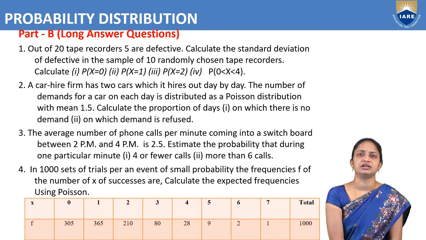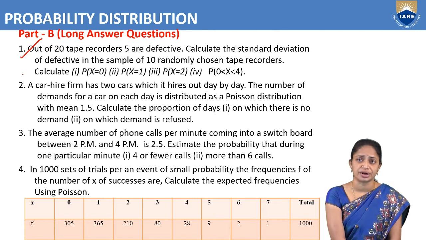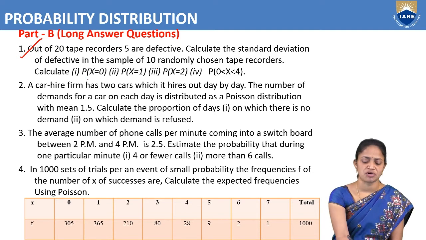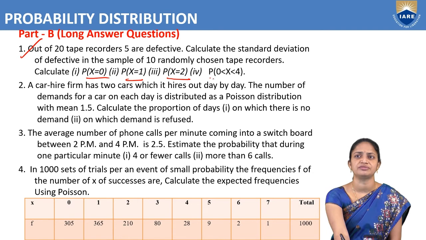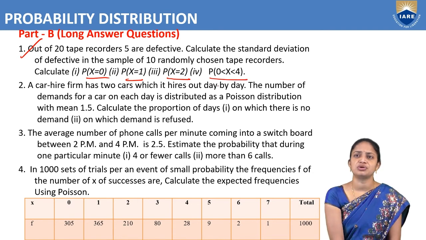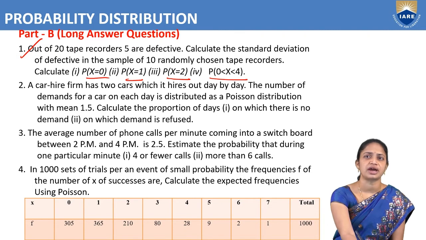Now coming to part B. Our first question is, out of 20 tape recorders, 5 are defective. Calculate the standard deviation of defectives in a sample of 10 randomly chosen tape recorders. Calculate the first one, P of x equal to 0, the second one, P of x equal to 1, the third one, P of x equal to 2, and the fourth one, the probability of 0 less than x less than 4.